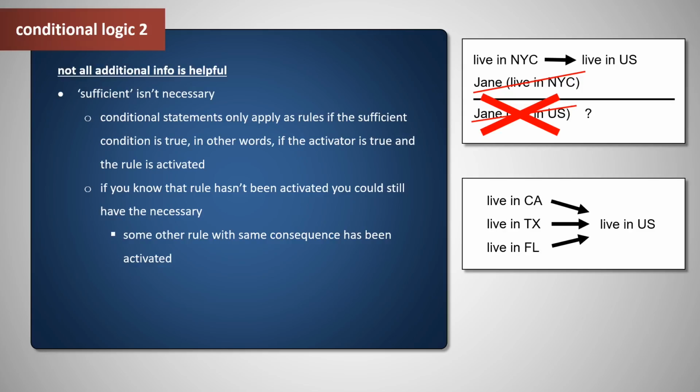Just because this particular conditional statement, this particular rule, has not been activated, the sufficient isn't true, does not mean that we are not going to get that consequence. We don't know. There could be other rules which lead to the same consequence, which may have been activated. So you have to remember, just because the sufficient is not true doesn't mean the necessary is false. You could have a situation where the sufficient is false and the necessary is true. Now, in this particular case, this is a little bit more straightforward because it's more obvious that if you live in New York City, you live in the United States.